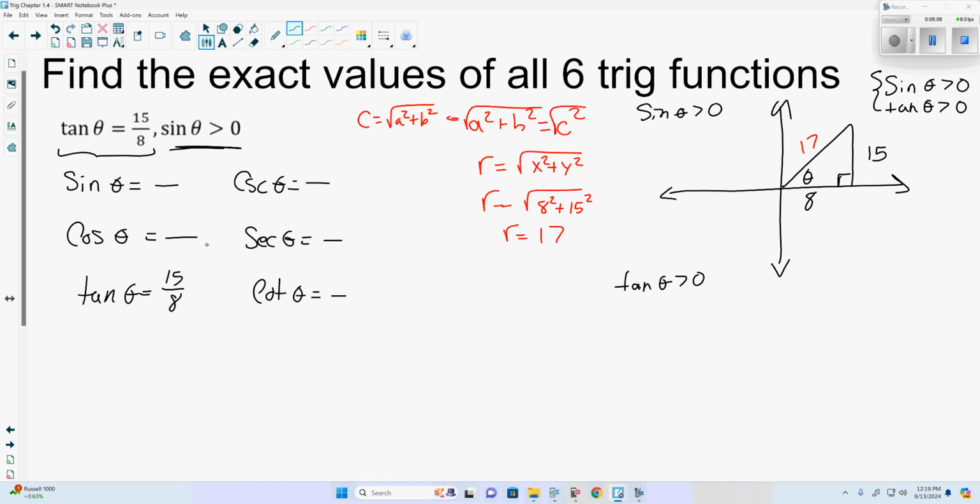Out of all 6, there was one we didn't even have to do any calculations for technically, and that's cotangent. Because cotangent here would be 8 over 15. It's just the flip of tangent.